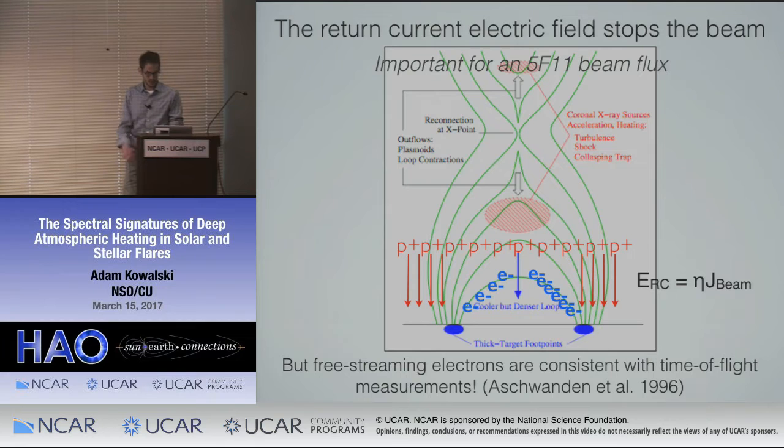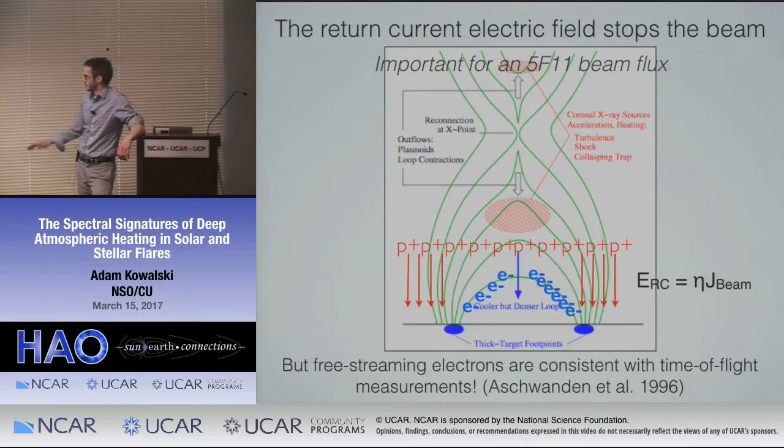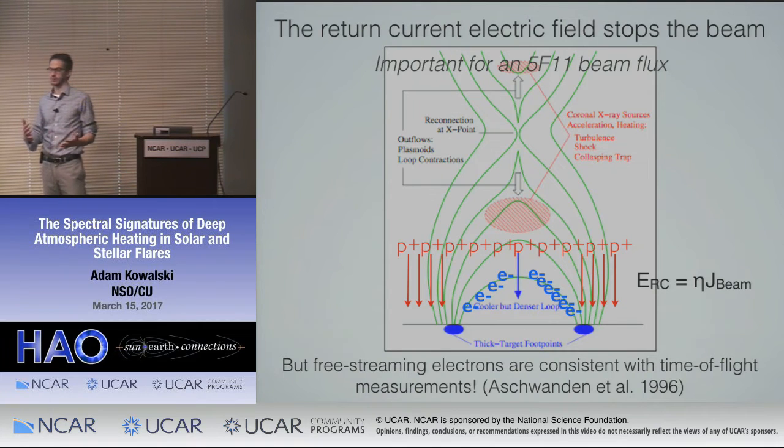So there is an observational result, though, from the 90s using very high time resolution hard X-ray data. Ashwandin et al., through a series of several papers, measured the time lag between the hard X-rays at high energies and the hard X-rays at lower energies. The hard X-rays at higher energies are from the higher energy electrons, and so those should get to the chromosphere faster. And the hard X-rays from the lower energy electrons should lag because those electrons take longer. And that's what they observe. They observe a time lag.